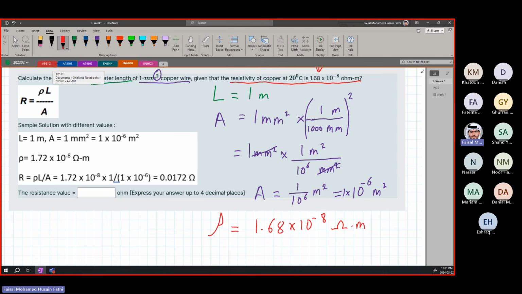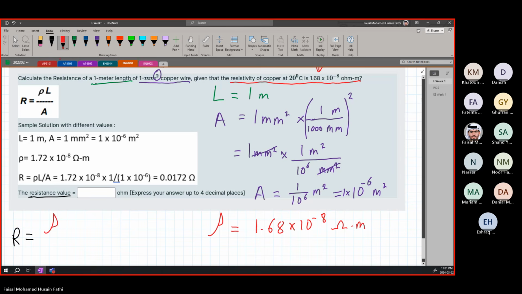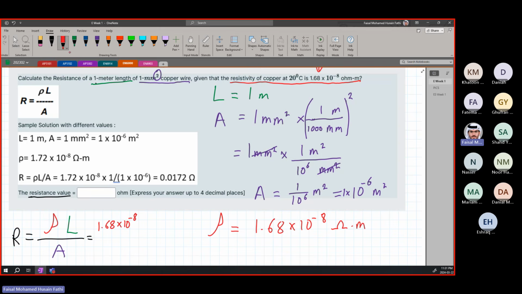What is my formula? It's asking us to find the resistance value, so R is equal to rho times L over A. If I substitute these values in, rho is 1.68 times 10 to the power of minus 8, the L is 1 meter, and the area is 1 times 10 to the power of minus 6 meters squared.